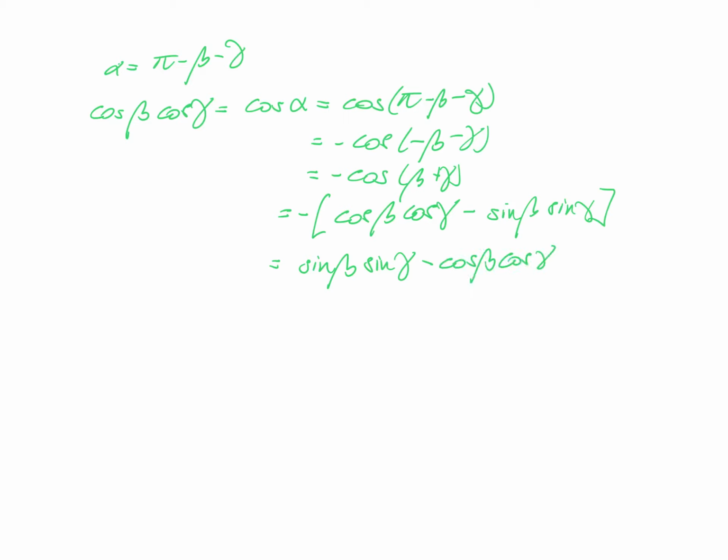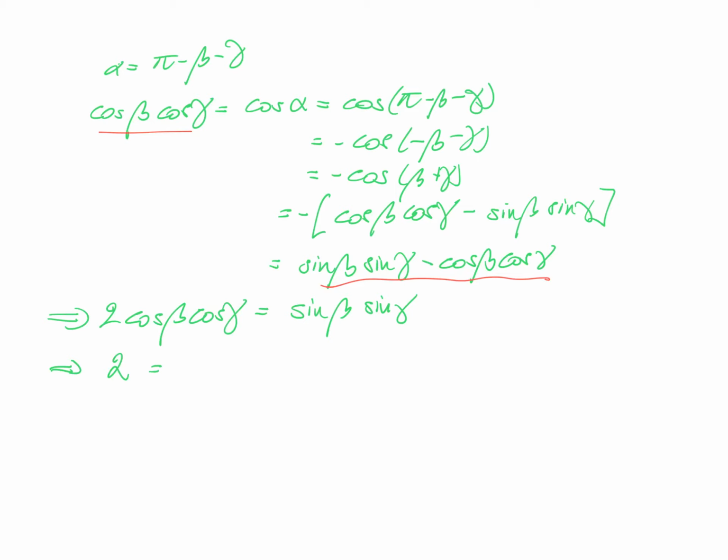What we now see in the equation is that on the left-hand side and the right-hand side we have a multiplication of cosine beta and cosine gamma. So we bring those all to the same side. When we rewrite, this gives me 2 times cosine beta times cosine gamma is equal to sine beta sine gamma. Or if we divide out, 2 is equal to the tangent of beta times the tangent of gamma. So now we have used up everything that we know, and it's time to move on to what we have to prove. So we want to prove that tangent alpha is equal to some other formula.